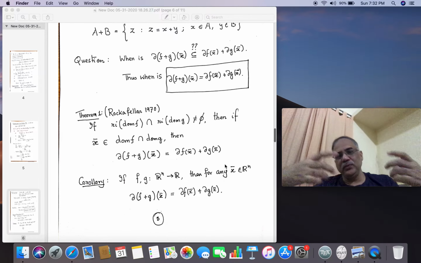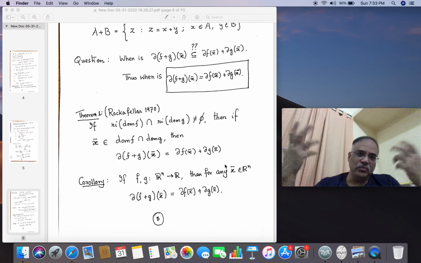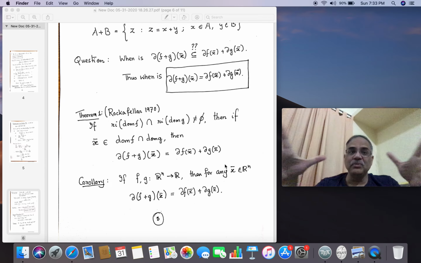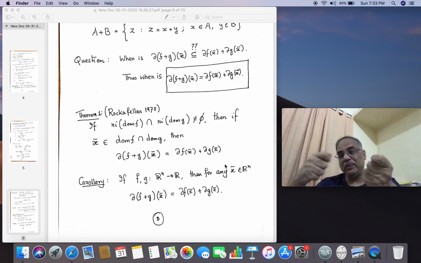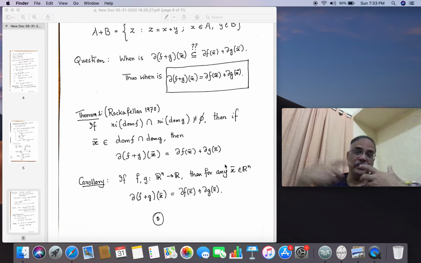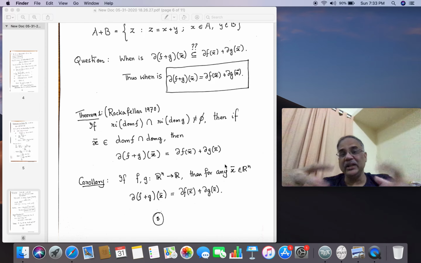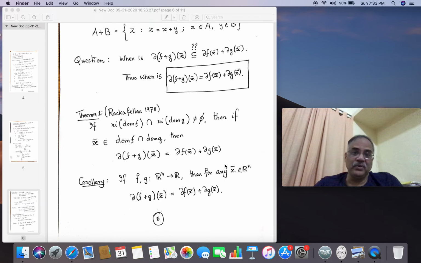So it says that if you take two functions f and g, and you take the domains, dom f and dom g, look at the relative interiors and see the intersection. If it is not empty, then for any x bar in dom f intersection dom g, because when you add f plus g of x, which is f(x) plus g(x), x must be defined for both f and g. Of course, we are looking at points where f and g are finite, because at those points we can compute the subdifferential, because if something is empty, then both the sides would become empty.